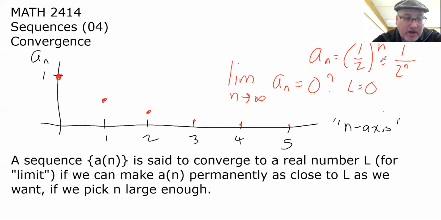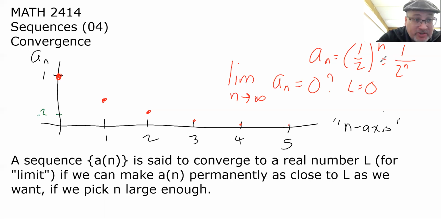No matter how close we want to get to 0, this sequence will eventually get that close and never be farther than that distance from 0. For example, let's say that we wanted to get all the points in the sequence within 2/10 of 0, so 2/10.